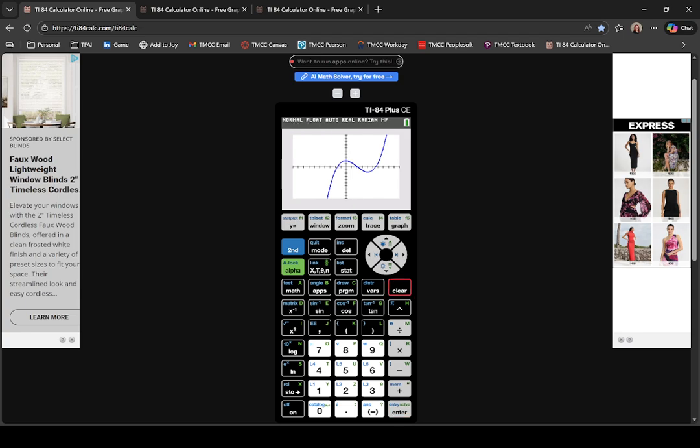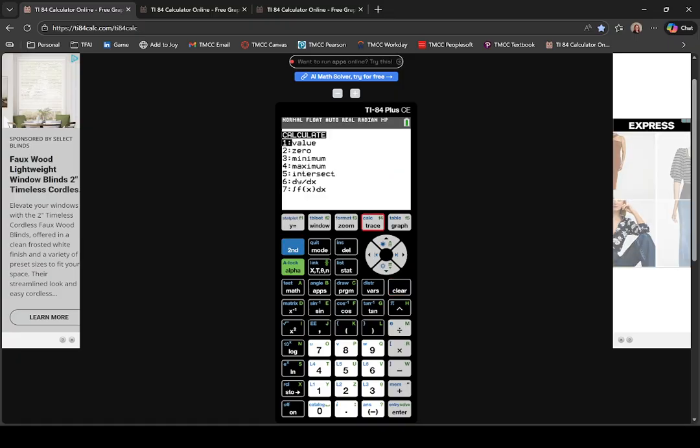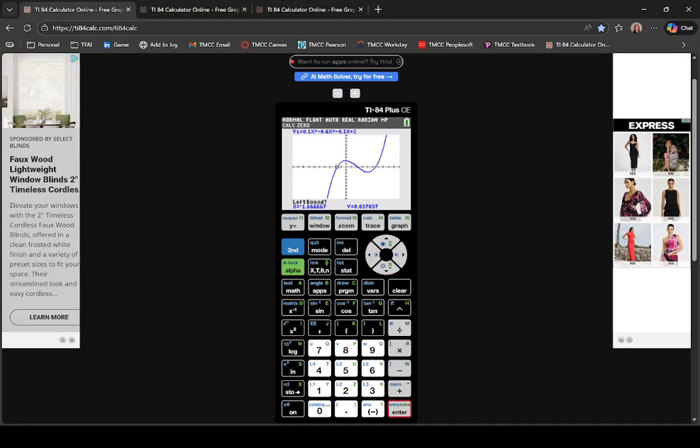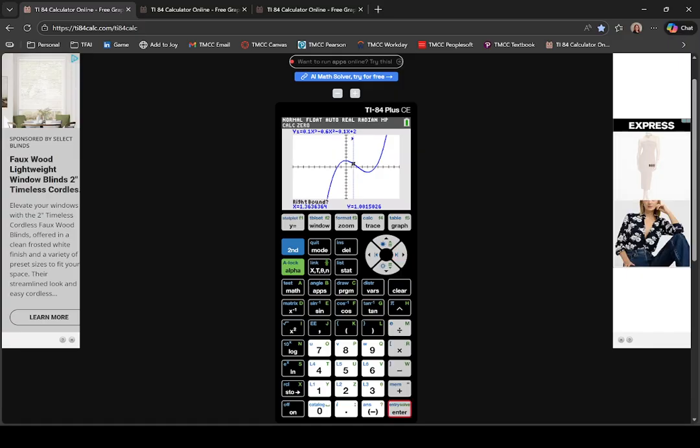Now we can do this again to get our second place where we cross the axis. I hit second and hit trace to pull up calculate. I go back down to 2 for 0. Now I'm going to pick my left bound to be just to the left of the second place where I cross the axis. I hit enter. I scroll to the right of the second place where I cross the axis. I hit enter again. Now you can see the kind of window that we're zooming in on to calculate the 0. I hit enter one more time. And again, I get my 0 calculated for me.